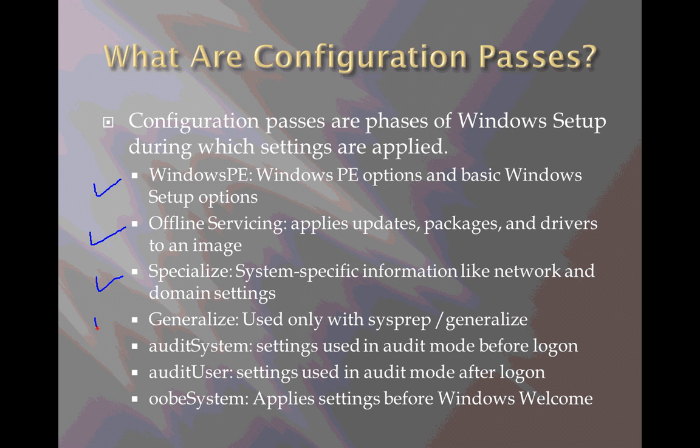Generalize is used only with sysprep, and if you don't know what sysprep is, it's a way to generalize a computer so that it takes away the things that should be unique on every computer, like the security identifier, computer name, and things like that. These two audit items, audit system and audit user, are only used during audit mode, and we're not going to be concerned about that either. And the last one is actually going to be used quite a bit. So the first and last are the ones we're most concerned about.